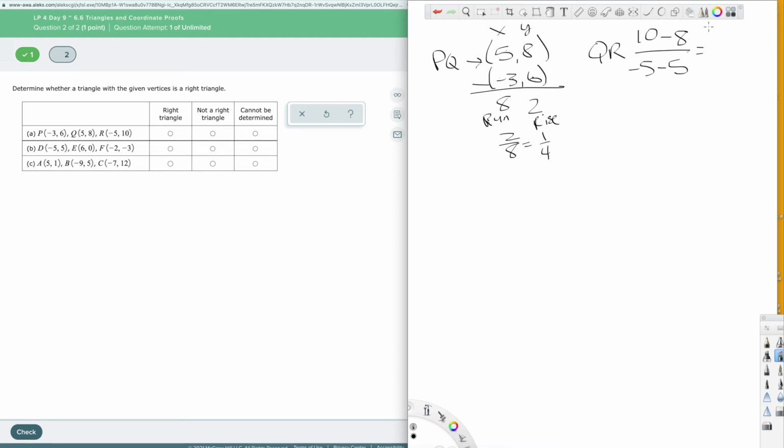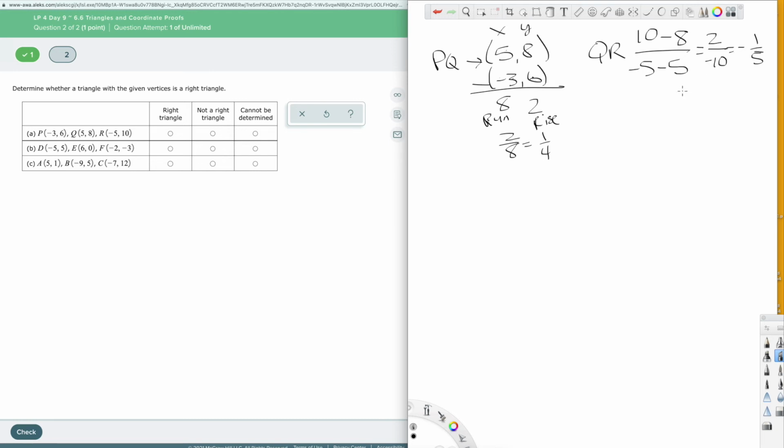So I have 2 over negative 10. So I end up reducing that to negative 1 over 5. So far those are not the same, because we'd need 1/4 and then negative 4. Or this is negative 1/5, so I'd need positive 5 to be a negative reciprocal.